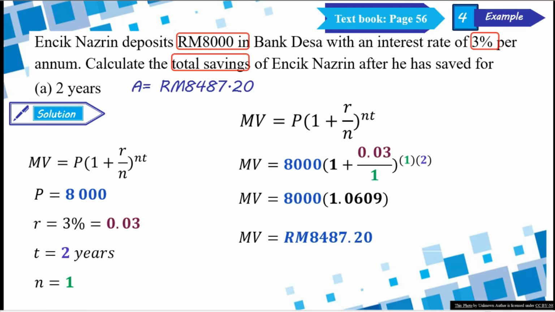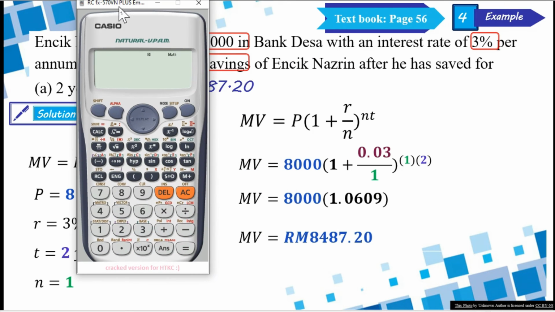Now let's try using another calculator. For this calculator, you just directly key in exactly: 8,000 bracket 1 plus 0.03 fraction over 1, then close the bracket, power 1 multiply 2. If you get the answer in fraction, you just click convert to decimal. So the answer is 8,487 ringgit 20 cents.